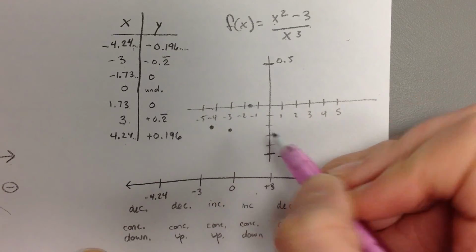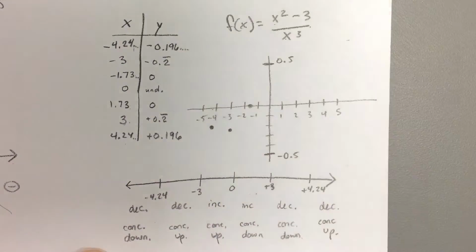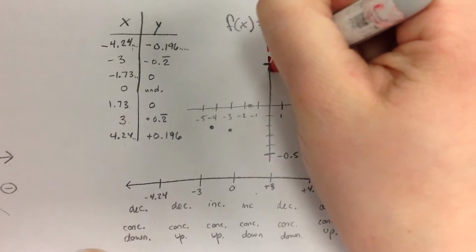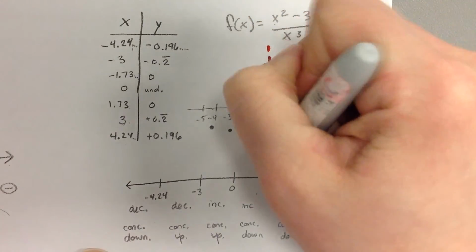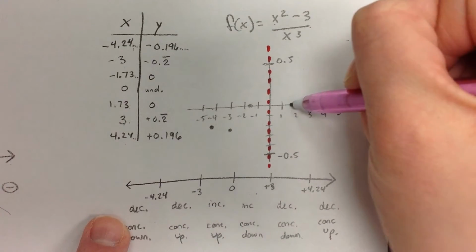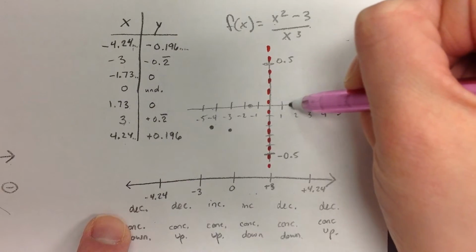1.73 at 0, I have my asymptote. I'm going to use a fun color to show that. Asymptote. Okay, so that's my red line, you shall not pass line. 1.73 at 0.